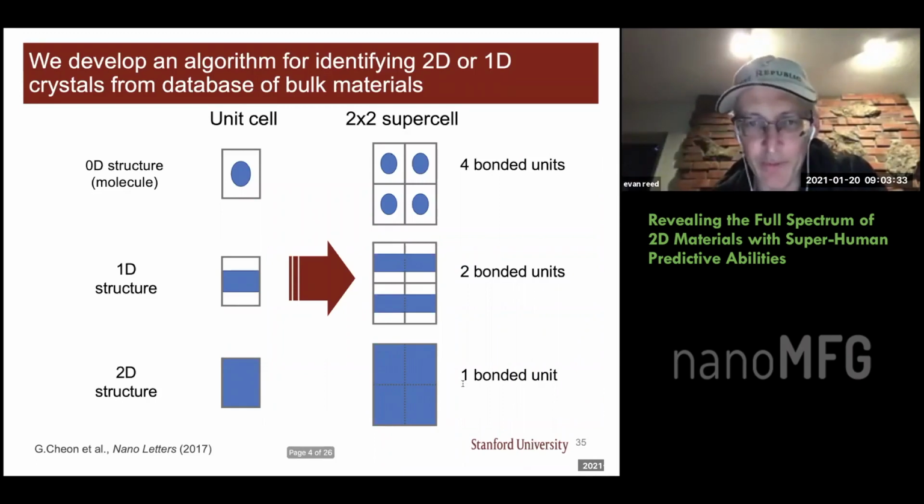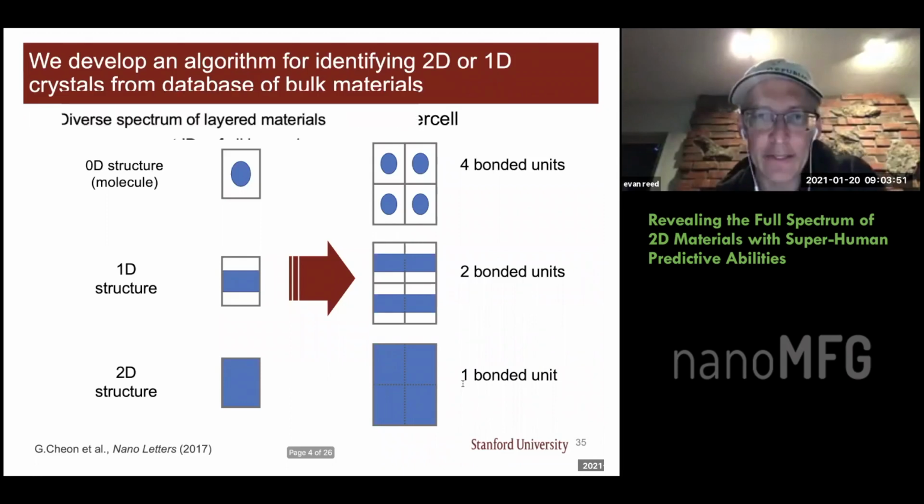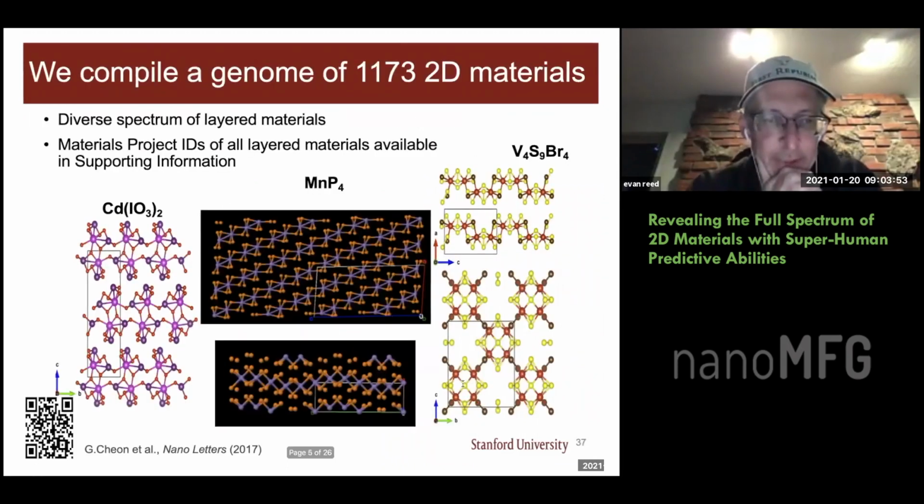It's pretty simple. And we took this algorithm and applied it to tens of thousands of known crystal structures of materials that have been synthesized and characterized at some point over the last several decades. And we came up with over 1,000 2D materials. And so here are some of the mugshots of these guys.